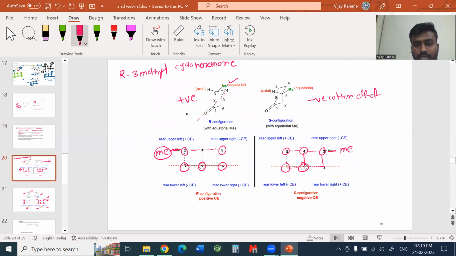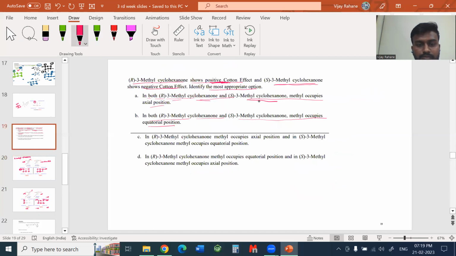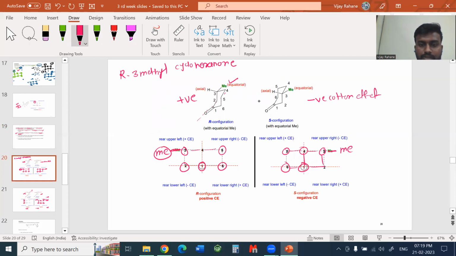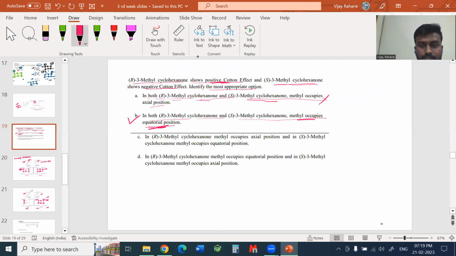Now you can see here, methyl is in the equatorial position, right? So this one is the wrong answer. The correct option is this one, since in both, the methyl group occupies the equatorial position, right? As we have seen here, this methyl group is equatorial, this methyl group is at the equatorial position. This option is the correct option.